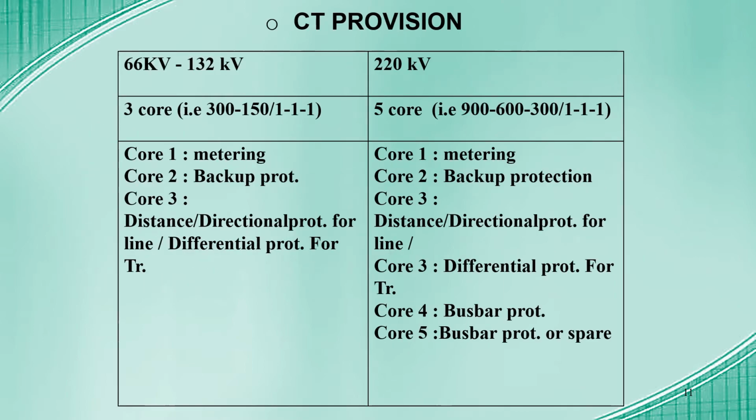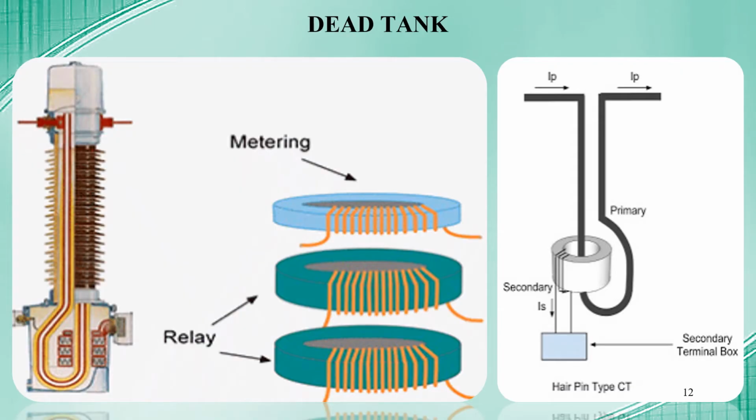CTs in 66 kV and 132 kV are 3 core and 2 multiple turn CTs, with the first core as metering or measuring core and the rest of the cores for primary and backup protection. In the same way, for 220 or 400 kV class CTs, there are 5 core and 3 multiple turn ratio CTs, with the first core as metering or measuring and the rest of the cores for primary and backup protections. Now comes the construction of CT.